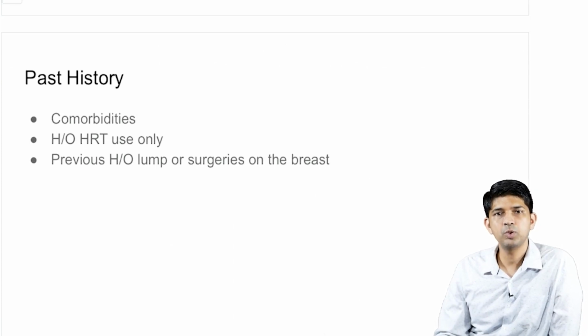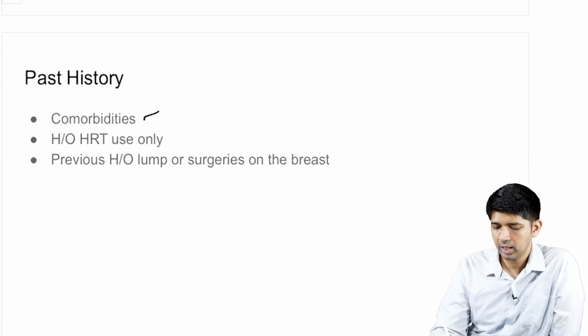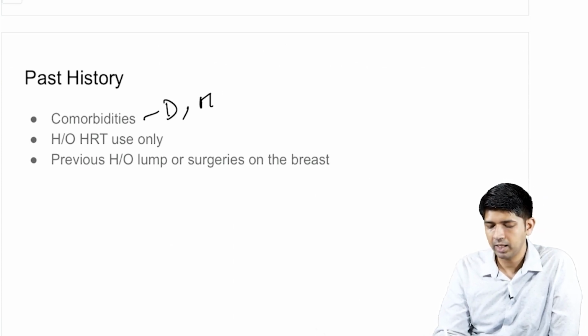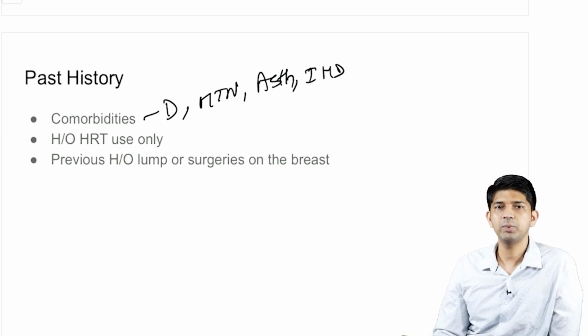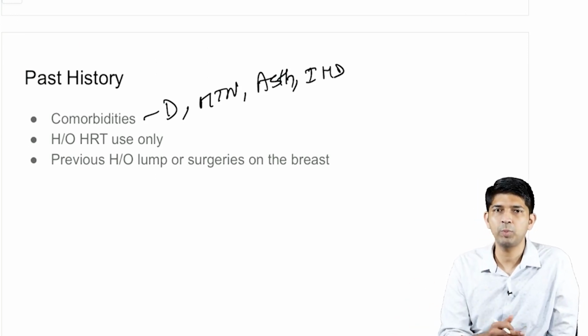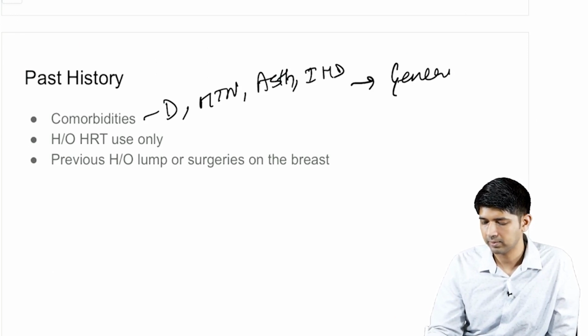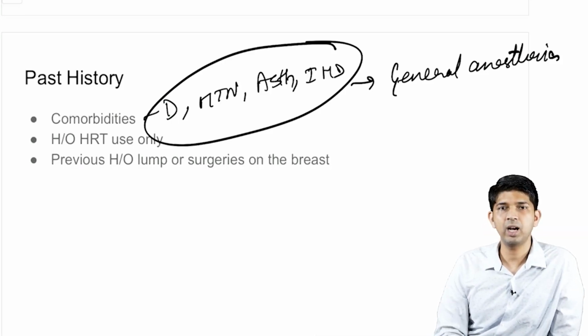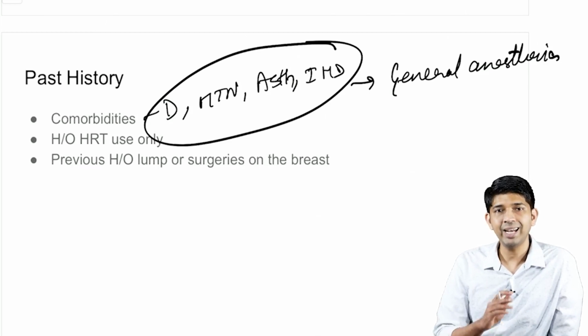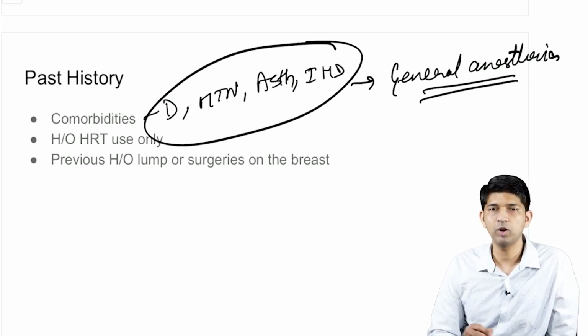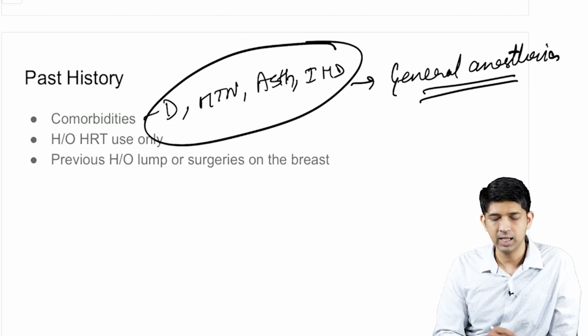Now, past histories. You should ask for comorbidities in the form of diabetes, hypertension, asthma, and ischemic heart disease. Now, why is this important? Because we know for CA breast, surgery is one of the modalities of treatment, and the surgery has to be done under general anesthesia. When you're doing it under general anesthesia, all these factors, that's your diabetes, your heart disease, your asthma, can have a bearing on the outcomes of the anesthesia. So that has to be asked for.